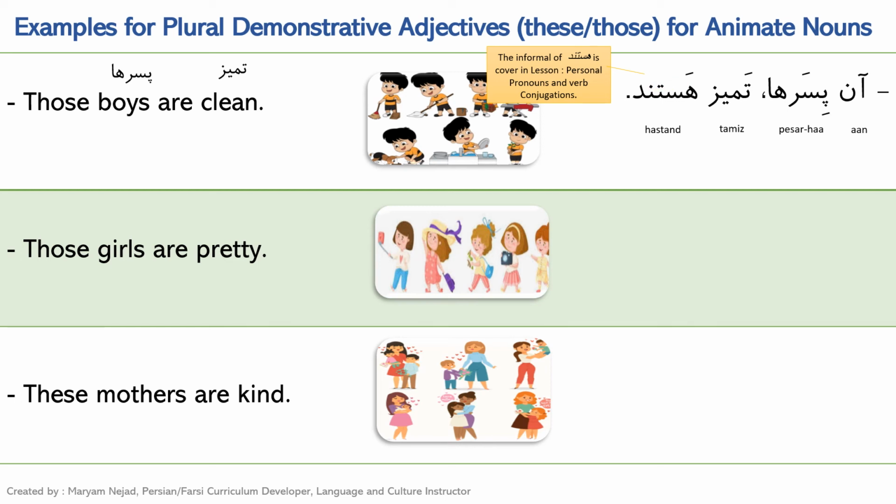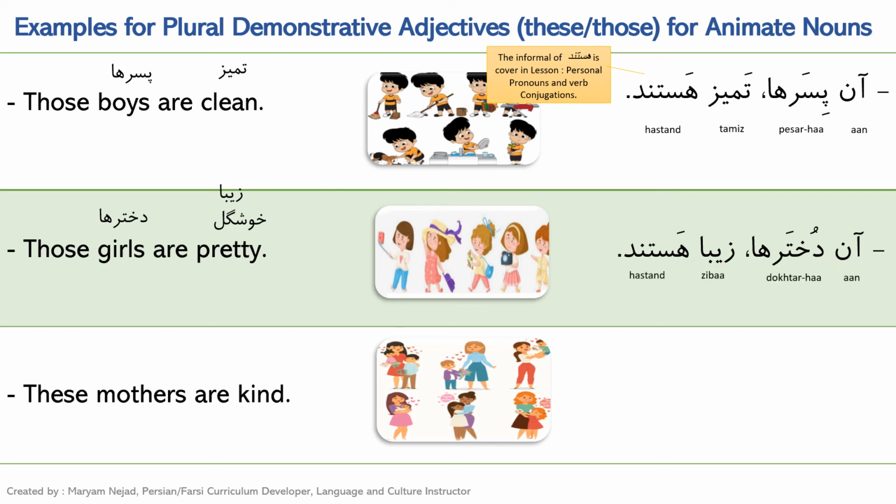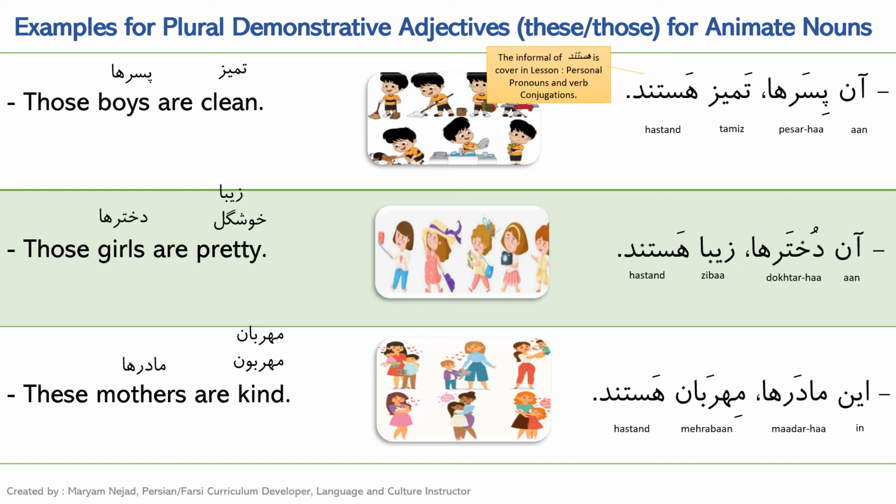Next one, those girls are pretty. So girls دخترها, pretty is either زیبا or خوشگل. آن دخترها زیبا هستند or آن دخترها خوشگل هستند. And next one, these mothers are kind. Mothers مادرها, kind مهربان. The informal is مهربون. این مادرها مهربان هستند.